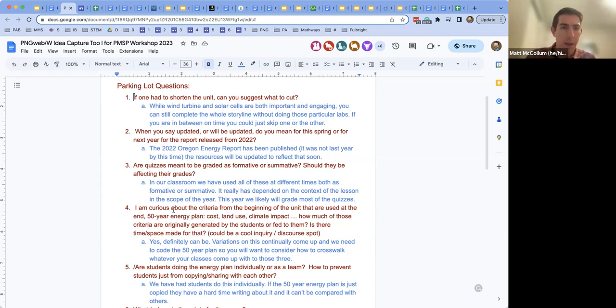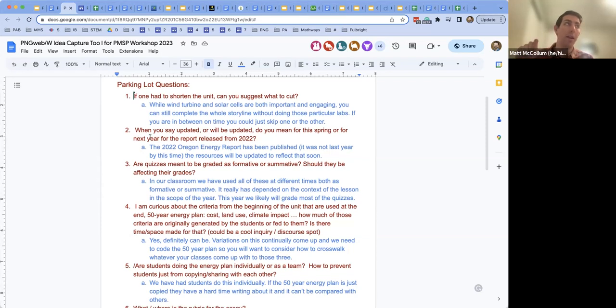I think there was just a little confusion on what we meant from 2022. The Oregon Department of Energy releases their energy reports quite late, and by this time last year we didn't have the 2022 report, but we do now, so we will go through and make sure those are all updated with the newest report. That's in the coming week. If you've already started the unit, that might be an issue, but if you haven't started, you probably will have the updates.